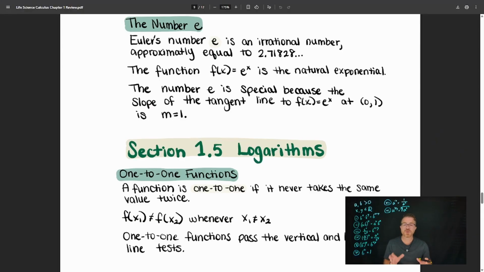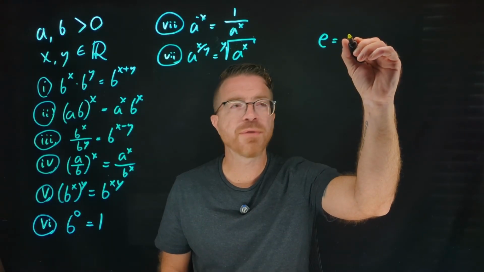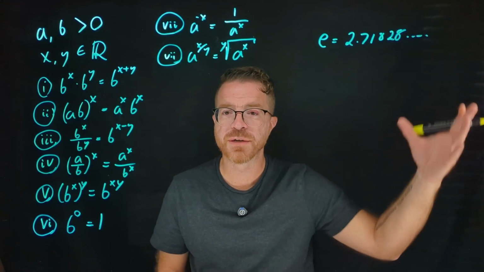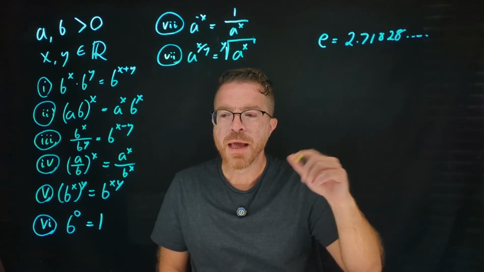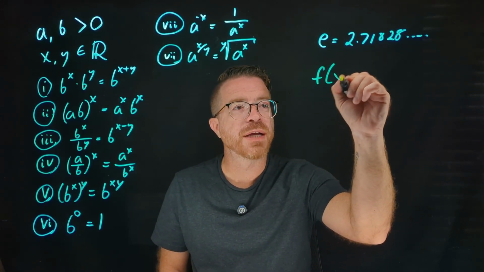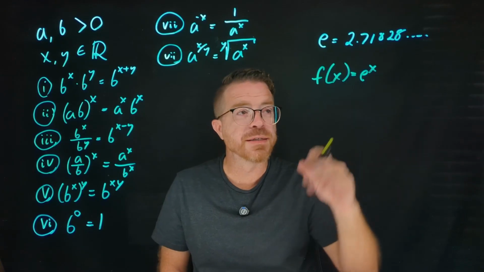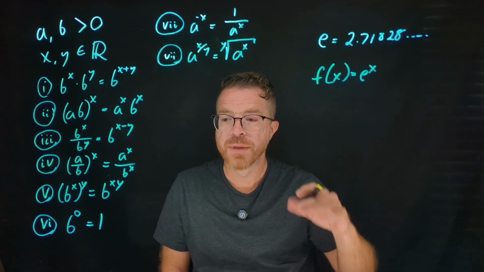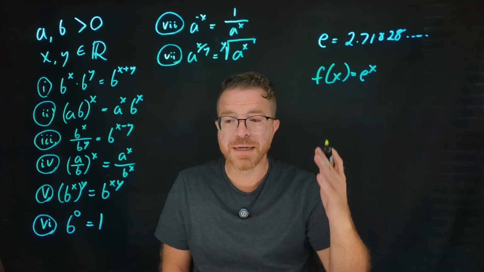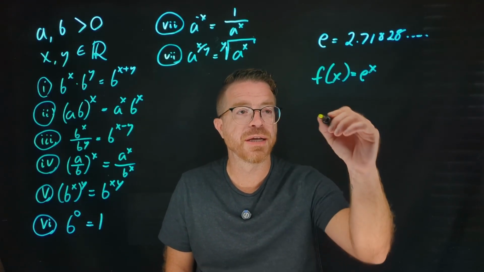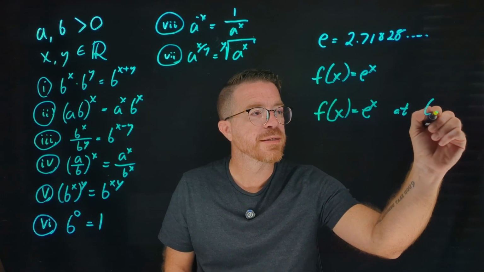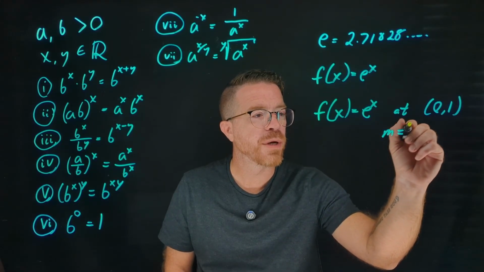While talking about exponents, I also wanted to bring up Euler's number, which is represented by e. This is a number that is roughly equivalent to 2.71828, so on and so forth. It's an irrational number that goes on changing forever. The function f of x equals e to the x is a natural exponent. And the nice thing about this is it actually has some really nice properties when we're doing derivatives. Another thing is that Euler's number e is special because the slope of the tangent line at f of x equals e to the x at 0, 1, it has a slope of 1.